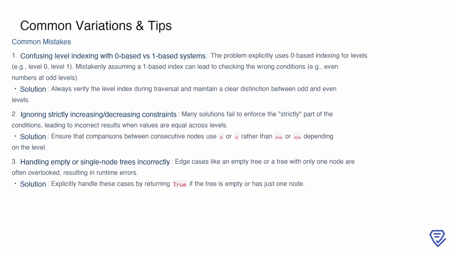Lastly, edge cases like an empty tree or a tree with only one node may be overlooked, resulting in runtime errors. These cases should be explicitly handled, such as returning true for an empty or single node tree, as they inherently satisfy the problem's requirements.